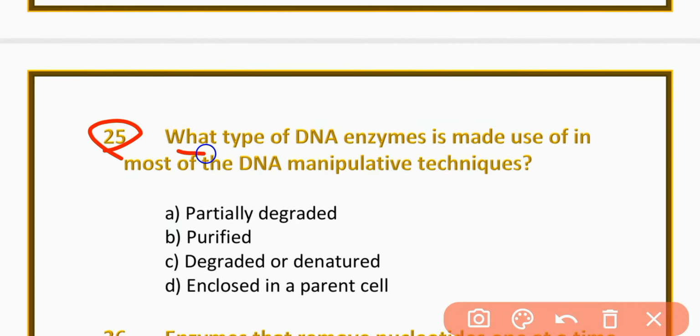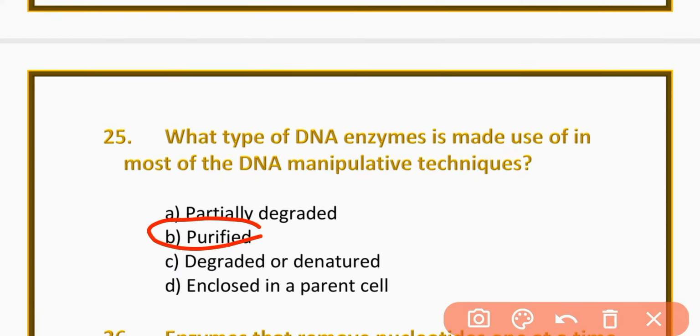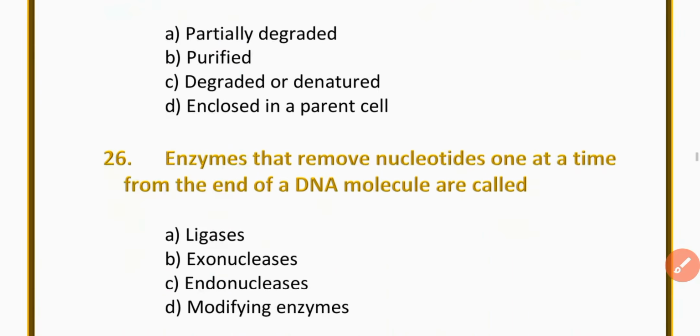25. What type of DNA enzyme is made use of in most of DNA manipulative techniques? Option A is partially degraded, B is purified, C is degraded or denatured, D is enclosed in a parent cell. The correct option is option B, purified.